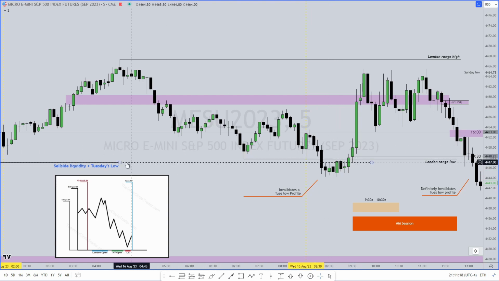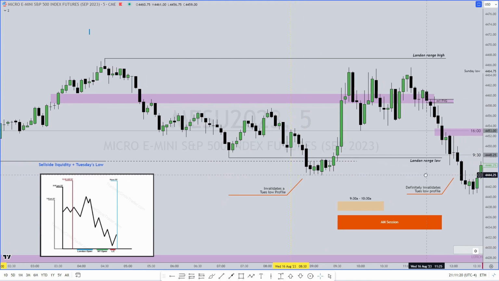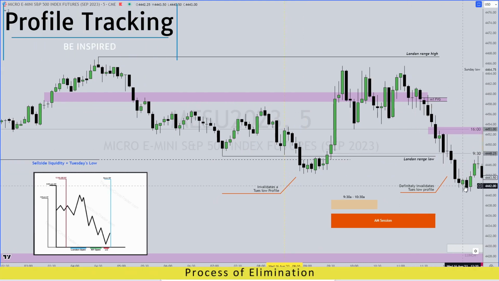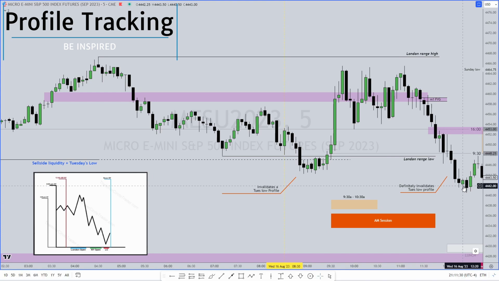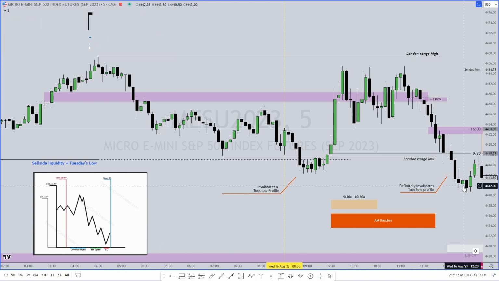So if we had a run below Tuesday's low once, then certainly by this point of the AM session, Tuesday's low is in the dust. Now we have eliminated at least 3 profiles. It's not a Monday low, it's not a Tuesday low, so now it could either be a Wednesday or a Thursday low. Wednesday lows are possible, Thursday lows are more likely.